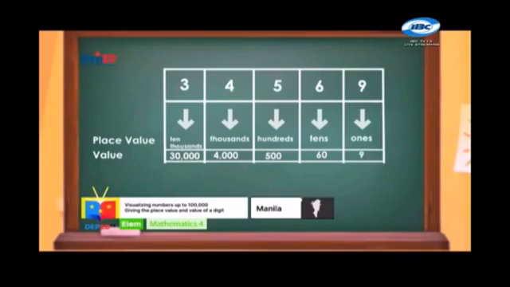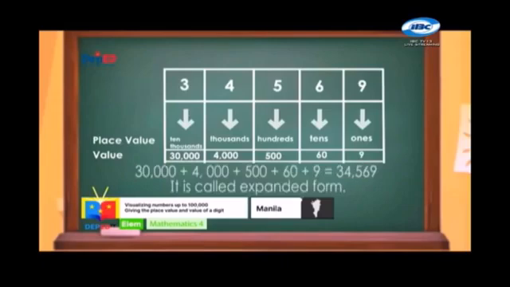The place value of 5 is in the hundredth place, which has a value of 500. The place value of 6 is in the tenth place, which has a value of 60. The place value of 9 is in the ones place, which has a value of 9. It can be expressed as 30,000 plus 4,000 plus 500 plus 60 plus 9 is equal to 34,569. It is called expanded form.